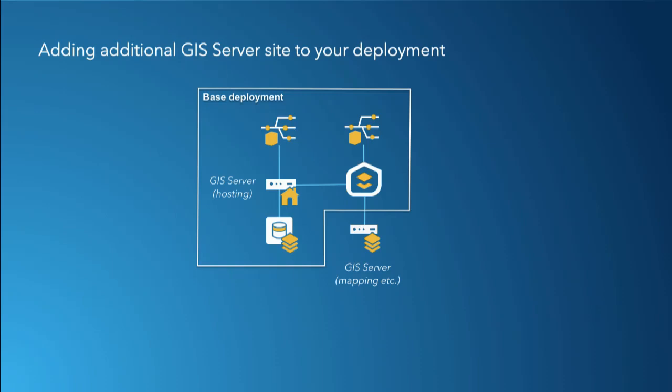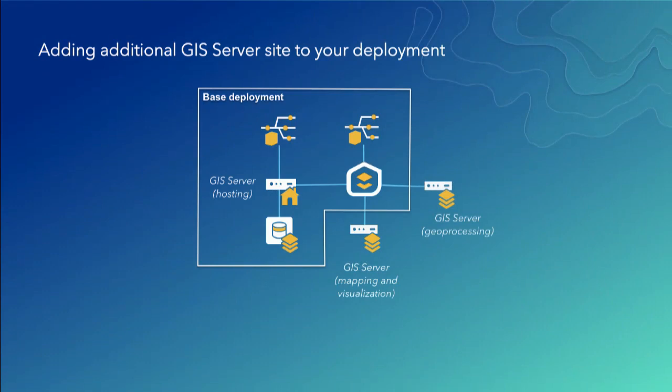You might do that, one, to get those mapping, whatever services isolated off. But you could keep going. It all depends on your particular needs and whatever other restrictions you might have, whether those are infrastructure or licensing restrictions themselves. But you can keep going as needed and as desired. So in this case, we have 3 different ArcGIS server sites. The hosting server from the base deployment, a mapping and visualization site for our map and feature services, and then a site for your geoprocessing services.